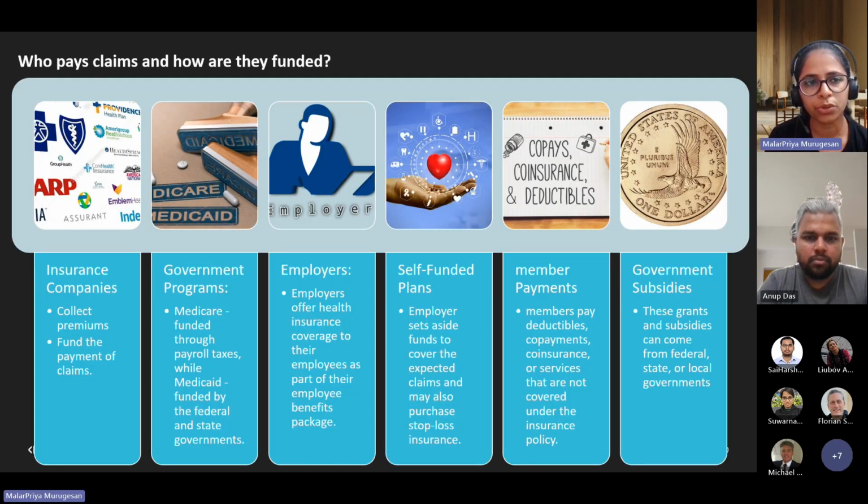And moving on to who pays claims and how are they funded. So we know who is going to pay the claim, but how are they actually funded? That is why we have Anup. So Anup, please take it forward.